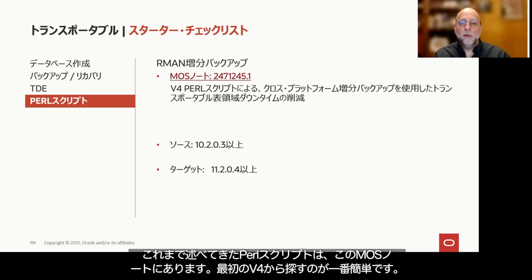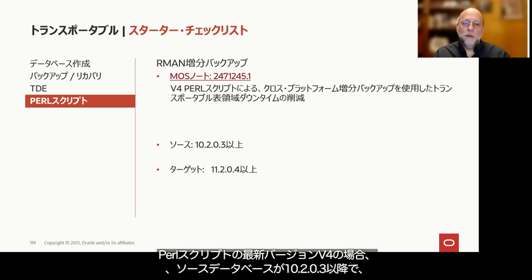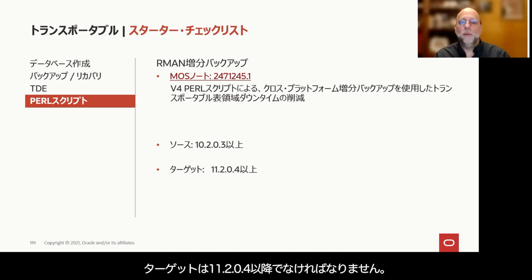The Perl scripts that we've mentioned are in this Mosnote. Easiest way to look for it is with that V4 in the beginning, because there are different versions of this note for different source and target versions of transportable tablespace migrations. So for the V4, the most recent version of those Perl scripts, your source database has to be 10.2.0.3 or newer. Your target has to be 11.2.0.4 and newer.